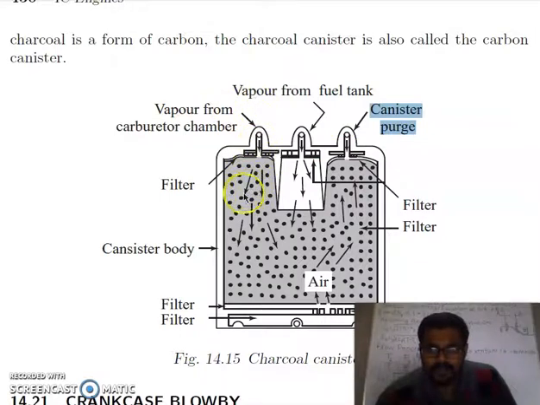The fuel vapor will come and will be absorbed by this charcoal here. You can see this is your canister body and this is your charcoal here. Downward is your filter, and this is your grid, and from this filter air can come from the outside, and this air will go and take all the vapors it is carrying through the purging line.